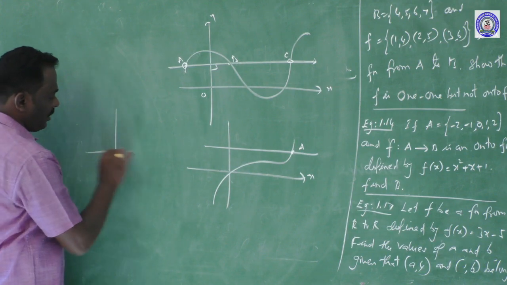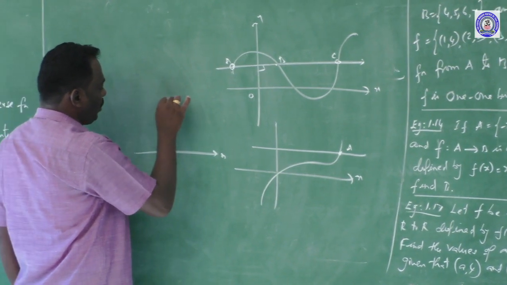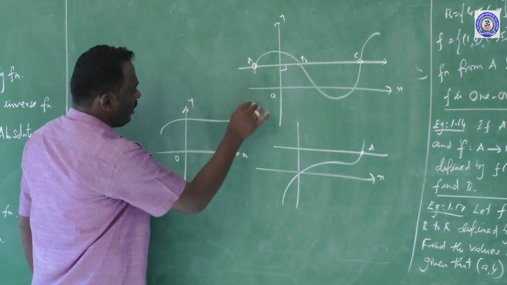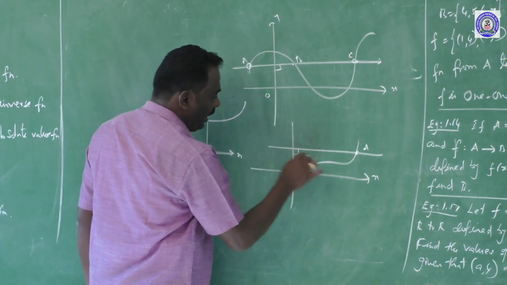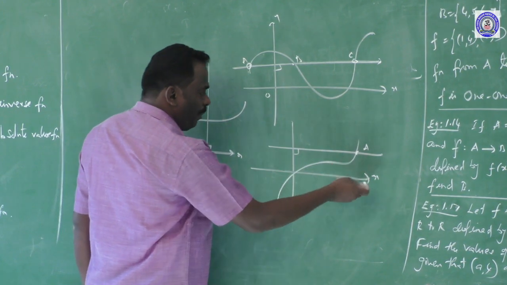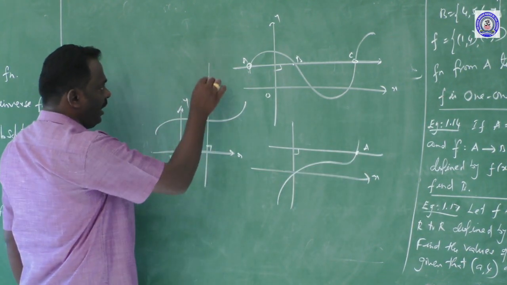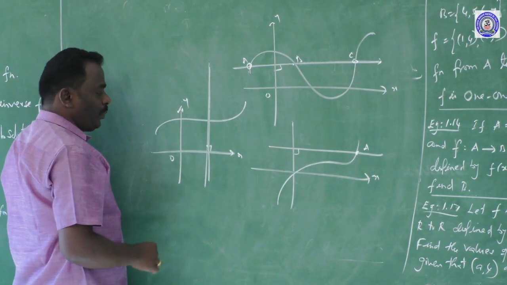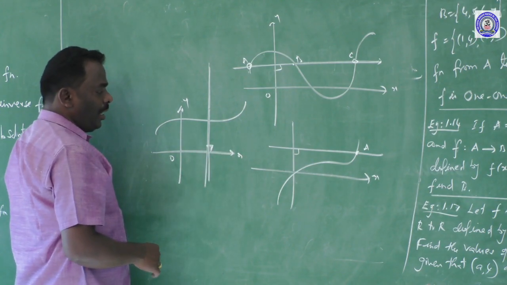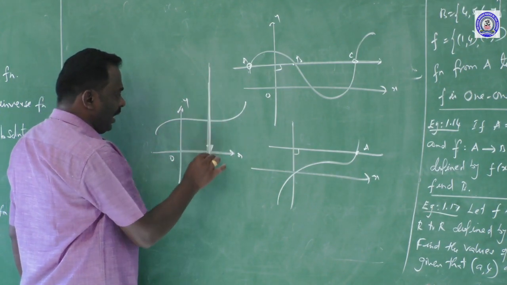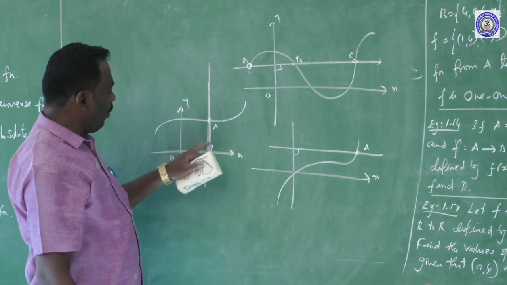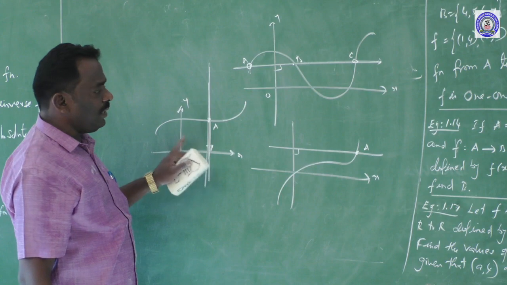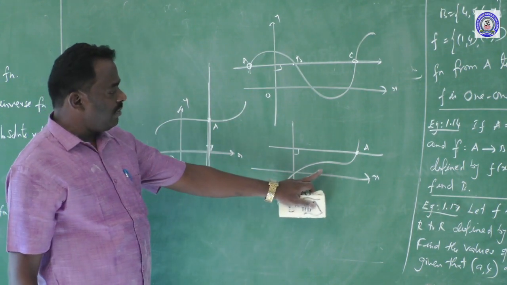The vertical line test works the same way, with the x-axis, y-axis and origin. If you have a curve like this, draw a vertical line. Here we drew a horizontal line parallel to the x-axis; here we draw a vertical line parallel to the y-axis, making 90 degrees with the x-axis. If the vertical line meets the curve at one point, at most one point, this graph represents a function. And this is called the vertical test.